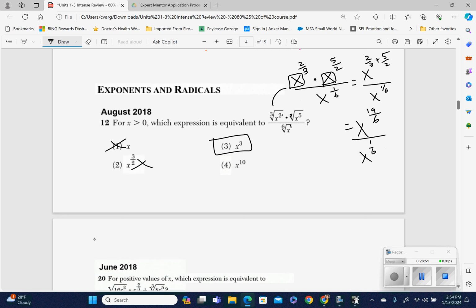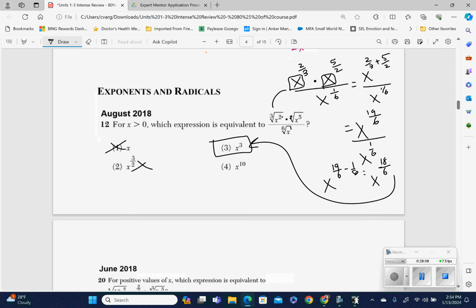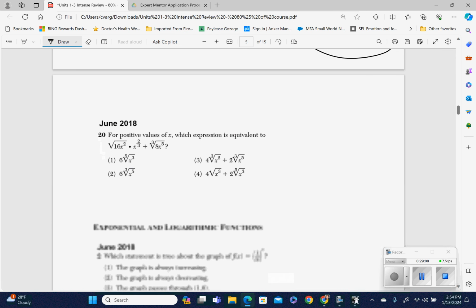When I'm dividing with exponents, I subtract them. So x to the 19 over 6 minus 1/6 is equal to x to the 18 over 6, and 18 divided by 6 is 3, which is that answer. So if you know how to do this stuff, for some of you it might be easier.